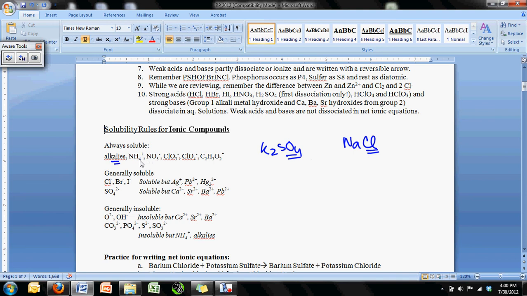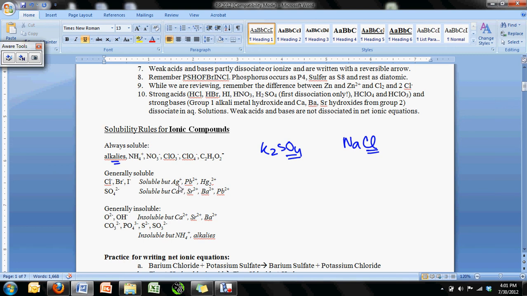Similarly, if you see ammonium or nitrate or chlorate or perchlorate or acetate, you know these are always soluble. Doesn't matter what their other half is. As long as they have these ions, the compound becomes soluble. Generally soluble are chloride, bromides, and iodide, but there are exceptions to them.